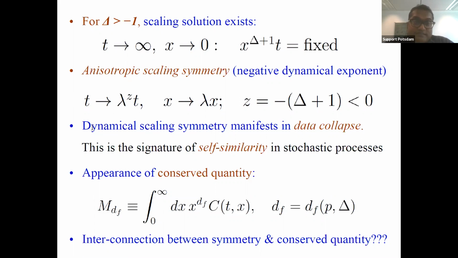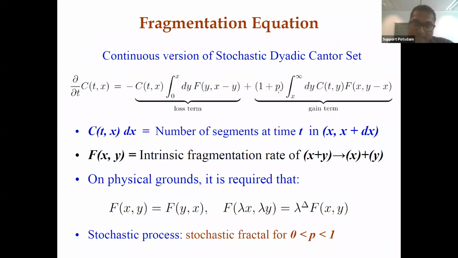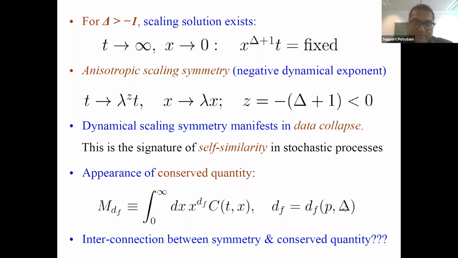But as you know, this dynamical scaling symmetry is there, and this will manifest itself in the fractal case in something, as we'll see, we call it data collapse, and you will see what it means. And this data collapse is precisely the signature of self-similarity in stochastic processes. Also, for this problem, there appears a conserved quantity, namely that some moment, say n or df, some df's moment given by this is conserved in time, and this will be a function of course of the p that you have here, and your delta, the scaling dimension of the fragmentation kernel. So there is this conserved quantity.